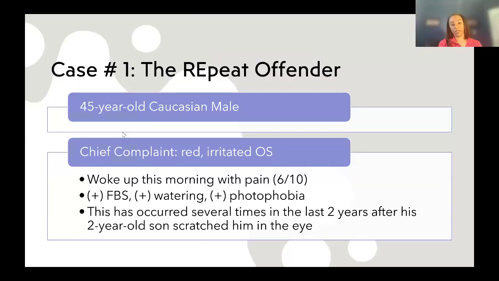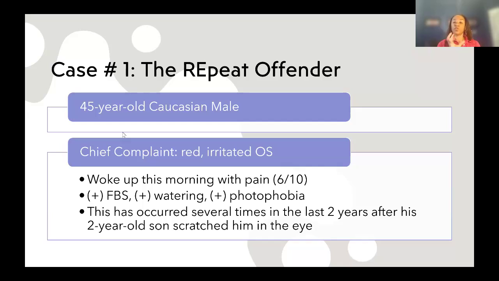Case number one is entitled The Repeat Offender. He was a 45-year-old Caucasian male. He woke up this particular morning with a lot of pain, 6 out of 10, positive foreign body sensation, positive watering, and he's also photophobic. This has occurred several times in the last 2 years after his 2-year-old little son scratched him in the eye.